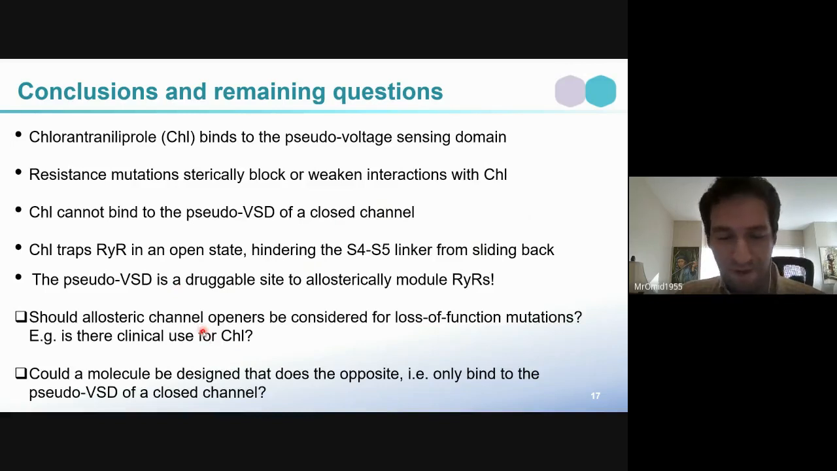Obviously, you have to be careful here, as a lot of loss of function mutations are actually because of downregulation of the channel and not necessarily due to mutations. So it'll be a very specific application, but nevertheless, it's something to think about. And can we also design a molecule that could do the opposite, bind to the same site, but actually stabilize the closed state? I think that would also be very interesting therapeutically.